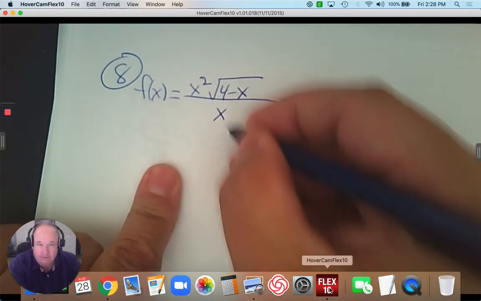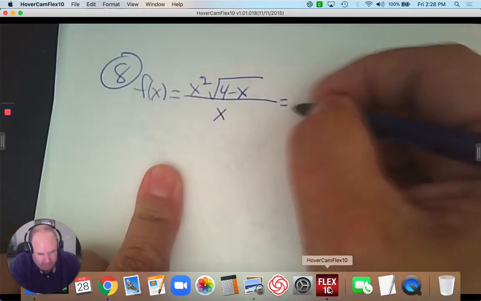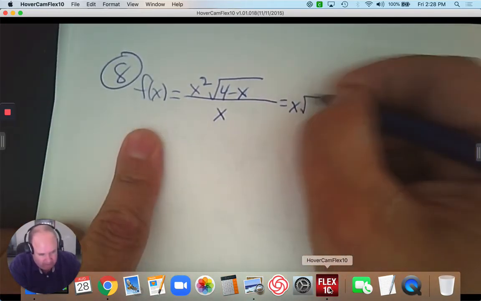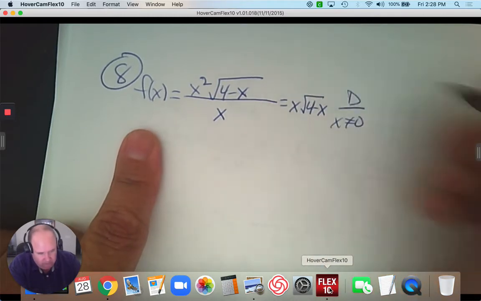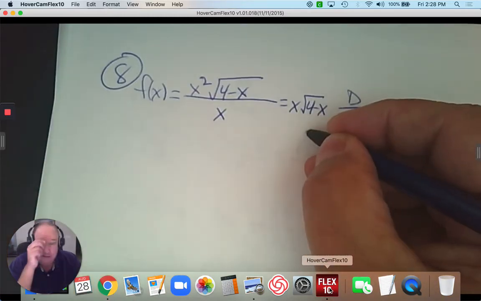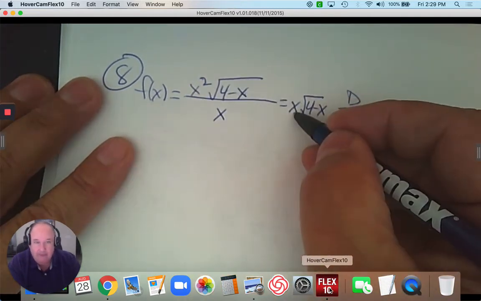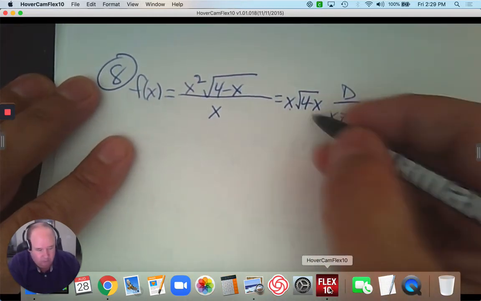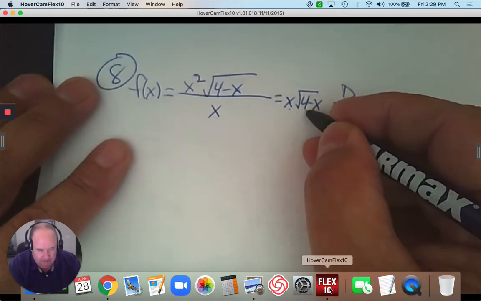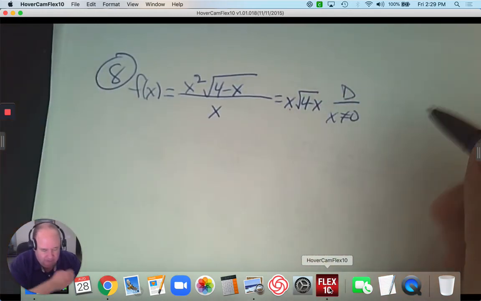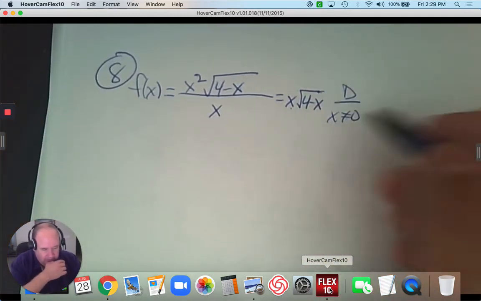Does anything divide out? Yep, the x squared and the x divide out. That leaves me just x for the numerator, times the square root of 4 minus x, and it'd be a 1 underneath, but I don't need that. So the x goes into x squared. That gives me just x, and the square root of 4 minus x. And the denominator is 1, and I don't need to write that down. So this is my new function after you reduce it down.